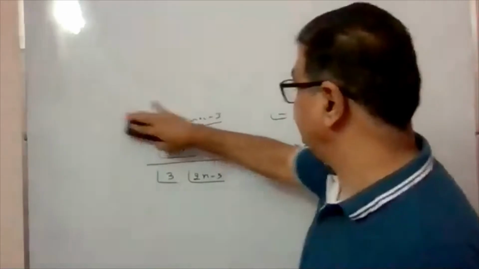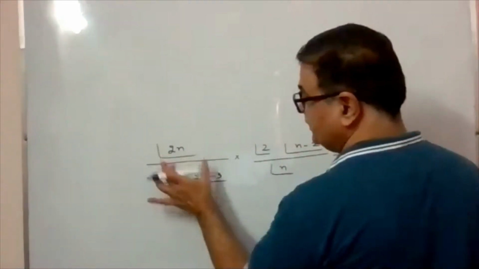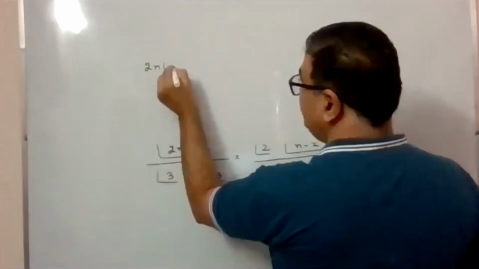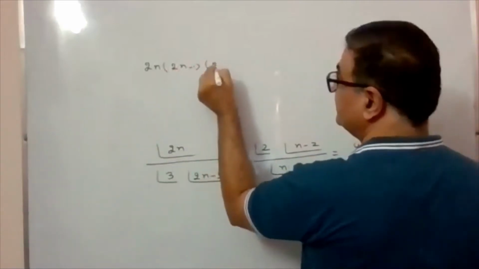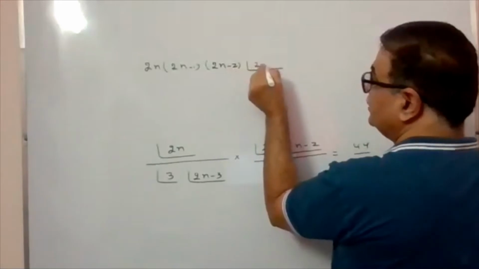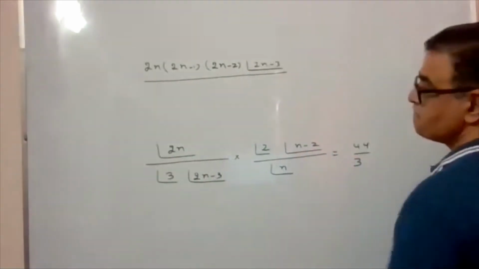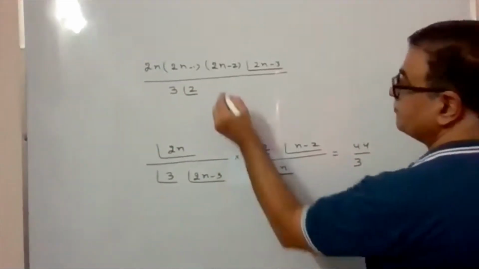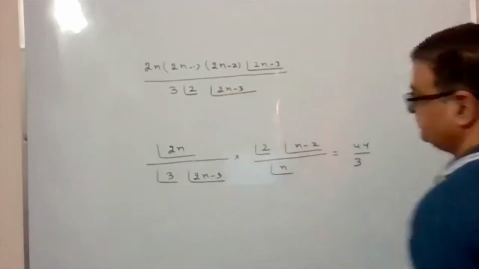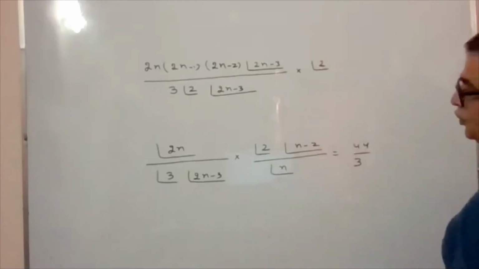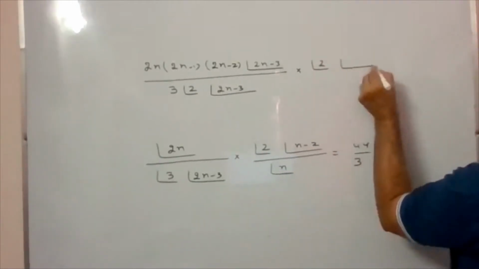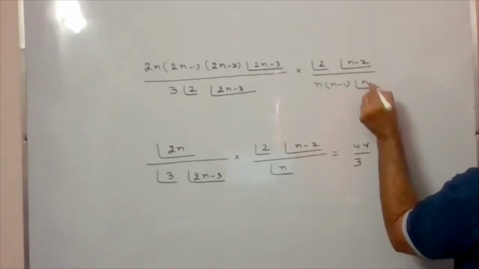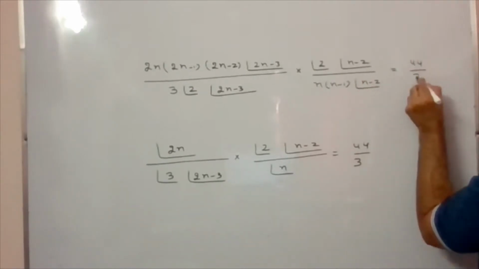Now after this, factorial 2n is here, factorial 2n minus 3 is here. So this is bigger, this is smaller, so we should open it: 2n, 2n minus 1, 2n minus 2, factorial 2n minus 3. This is 3 and this is 2, so I should write this as 3 factorial 2 factorial 2n minus 3. Here it will come factorial 2, n minus 2, and it is n, so factorial n minus 2, and it is n, means I should write n, n minus 1, factorial n minus 2, coming 44 by 3.